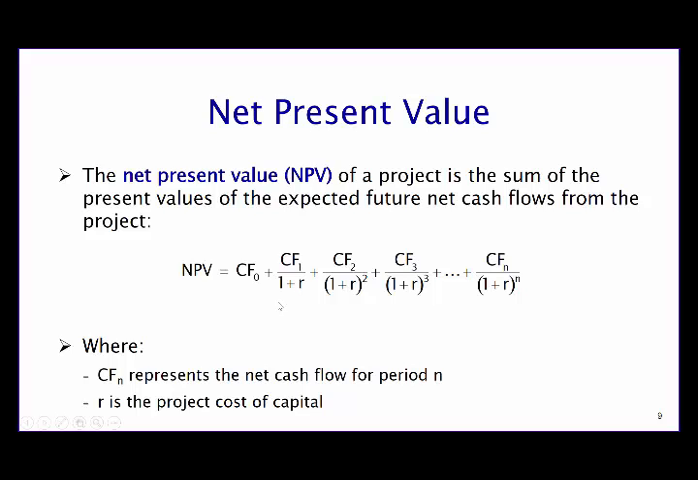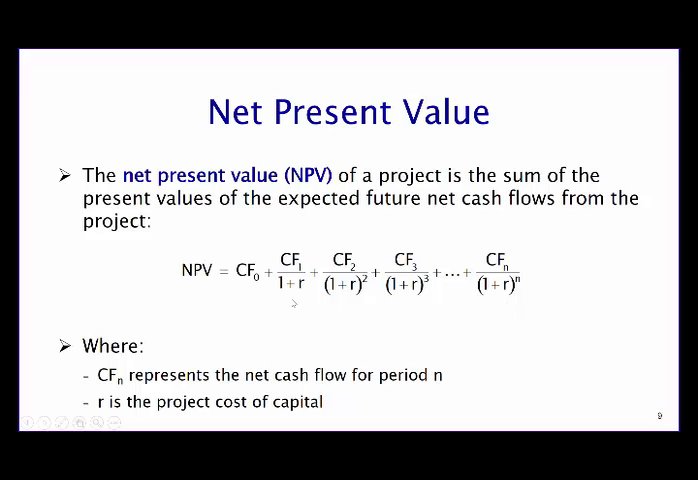Let's give some insight into this. Of course, CF at zero, as we've said, would be a negative cash flow, a net cash outflow, your initial investment. Let's now look at the remaining terms. You have the first term here, CF1 over 1 plus R. That's the present value at time zero of the net cash flow you expect to receive in year one. The next term is the net cash flow in year two, discounted back 2 years. That's the present value at time zero of the net cash flow in year two, and so forth through all the terms that you have.